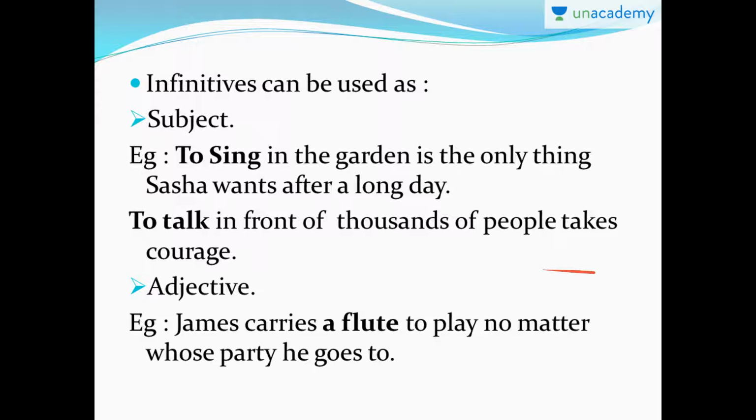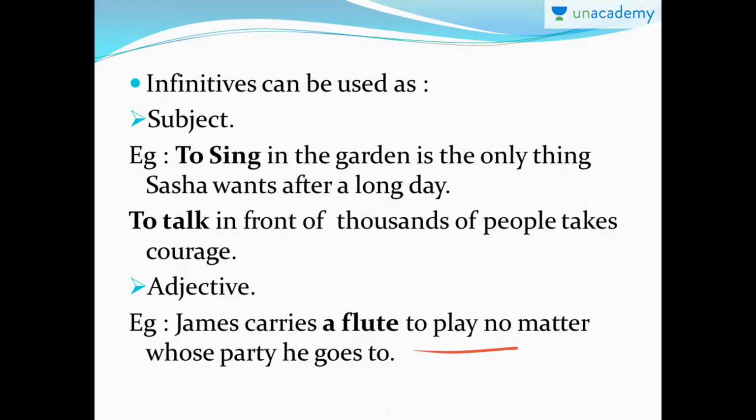Please do go back and watch it, where we've learned a lot about them, the positioning, present participle adjectives and other topics. So here, James carries a flute to play no matter whose party he goes to. Here James is the subject, carries is the verb, and a flute is the object, which acts as a noun. So to play is about the flute. We're talking about the noun, which is a flute. Hence to play acts as an adjective in the sentence. No matter whose party he goes to.